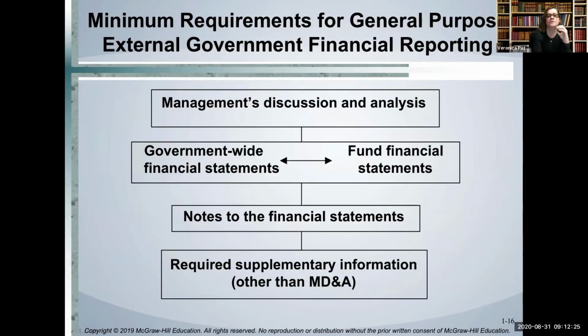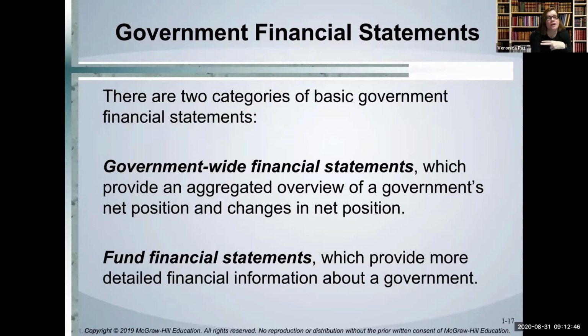All right. So here are all the minimum requirements for general purpose external government financial reporting: MD&A, right? So management's discussion and analysis. Then we have government-wide and fund financial statements and the notes, and required supplementary information other than the MD&A. And then we have two categories of financial statements, the government-wide and the fund, right?